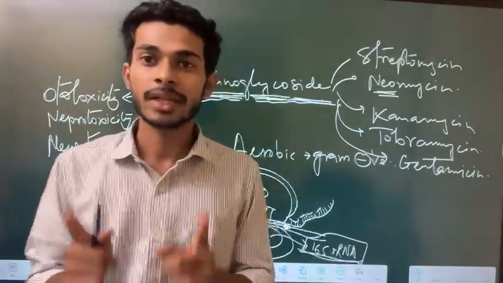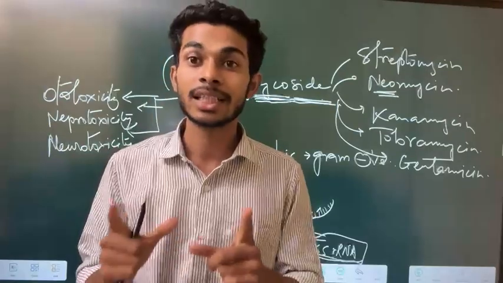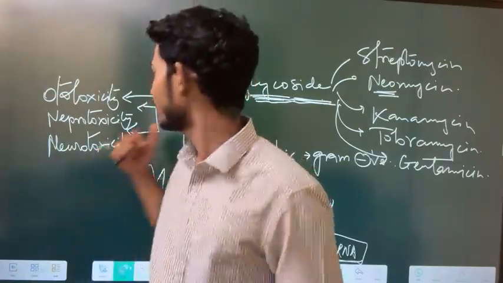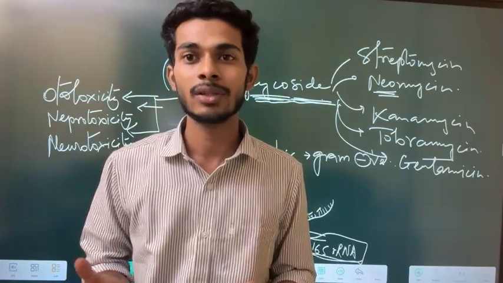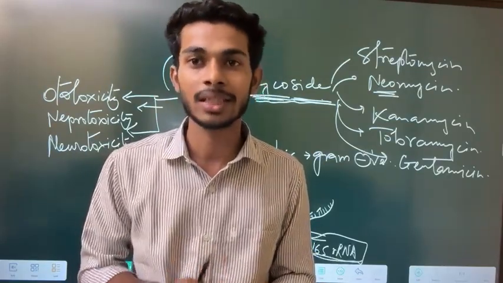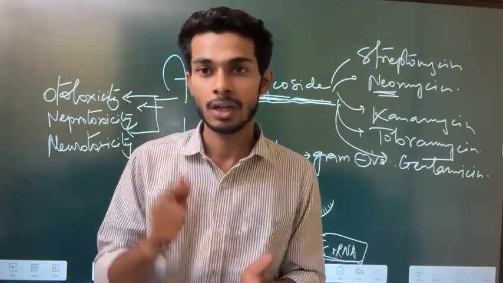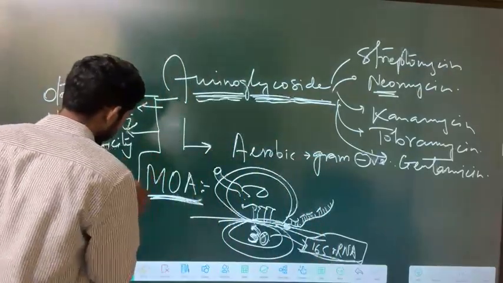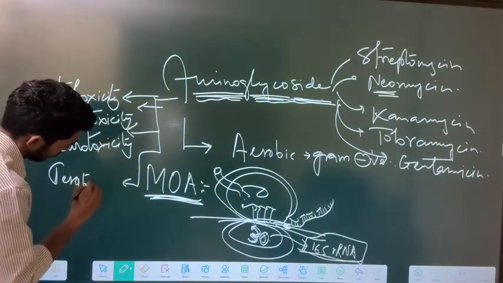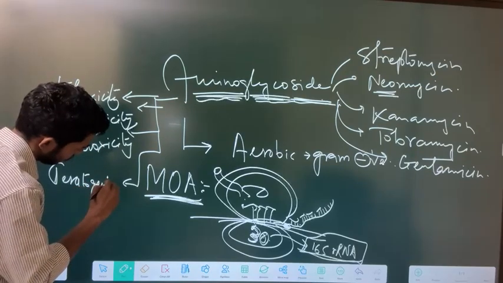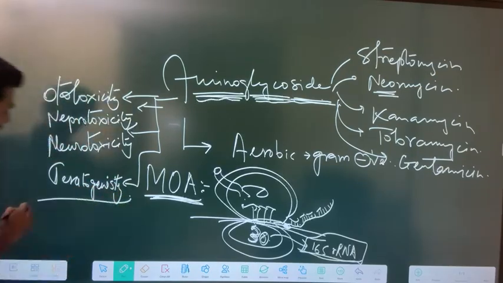Now, if a woman has taken aminoglycoside and she is pregnant, and if this aminoglycoside kicks on her kidney, what will happen? Again, what will happen? Teratogenicity will happen. Ultimately, the fetus will be defected. Yes or no? So it will also cause teratogenicity. So you have to remember these 4 points.